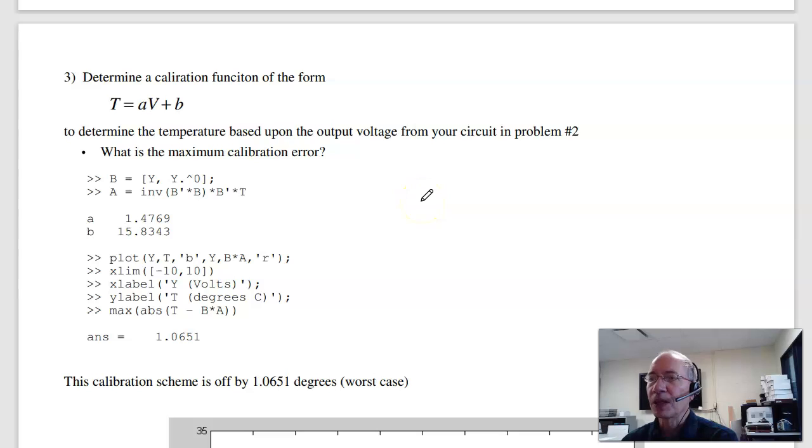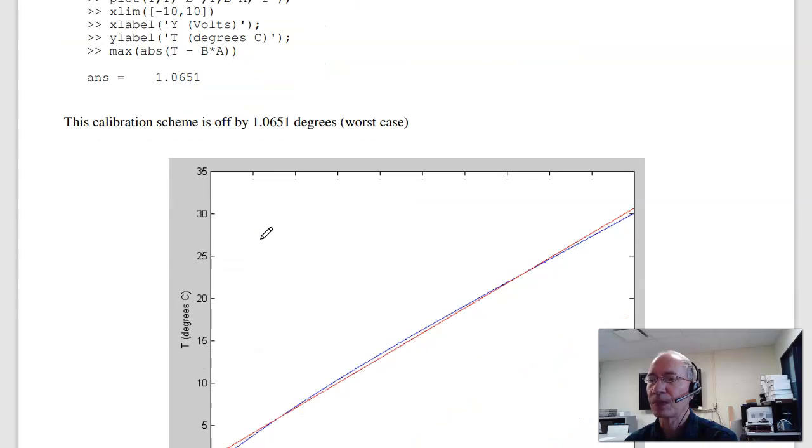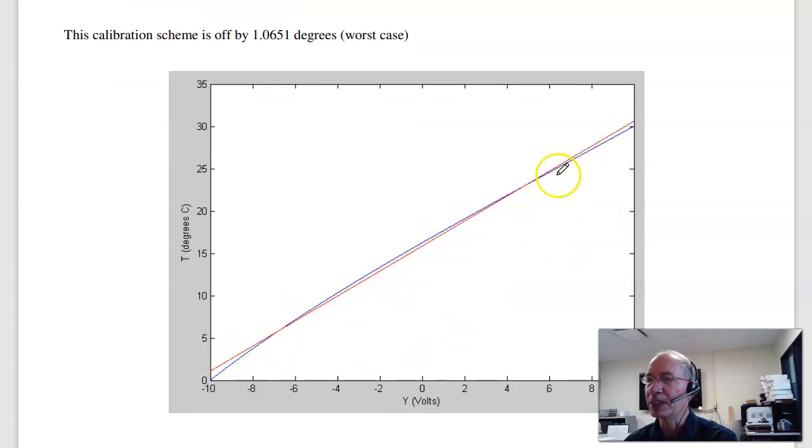Calibration, problem 3. Given my voltage versus temperature, I can come up with a function. If I measure voltage, tell me what the temperature is. And here I can do least squares. I know the voltage, I know the temperature. Find A and B to minimize the sum square difference between the two. And you get temperature is 1.47 times voltage plus 15.8. And if you plot the two, the blue line is the actual temperature versus voltage. The red line is linear curve fit. Worst case, it's off by 1.06 degrees, right here.